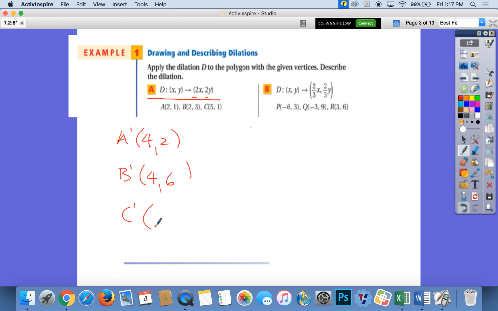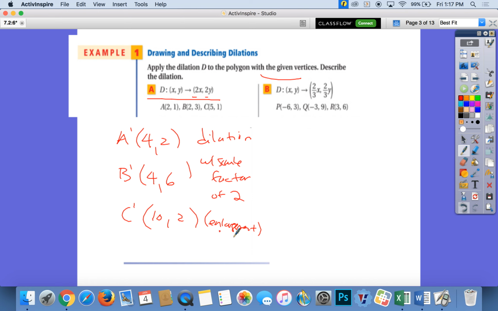And then I have C prime. Multiply this by 2 and multiply this by 2. And you're going to get 10 and 2. So these are going to be the new vertices. And then this is a dilation with a scale factor of 2. And just FYI, this is of course an enlargement.